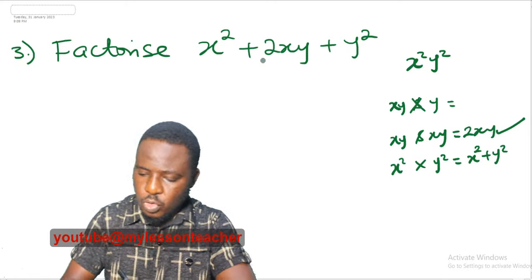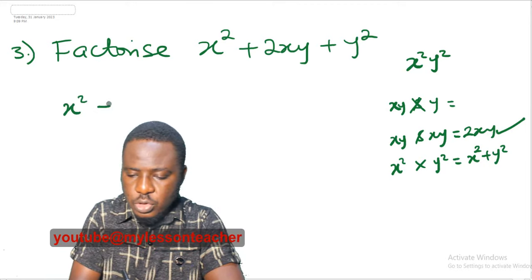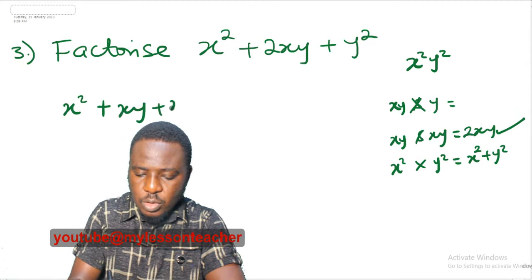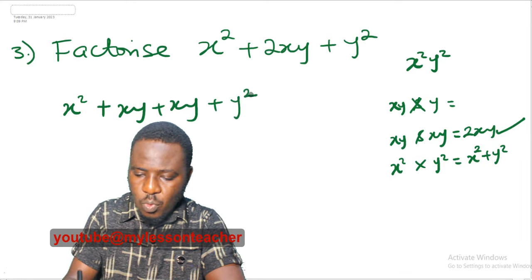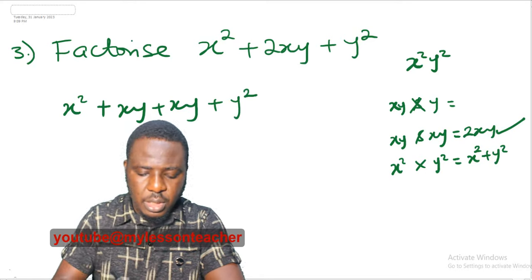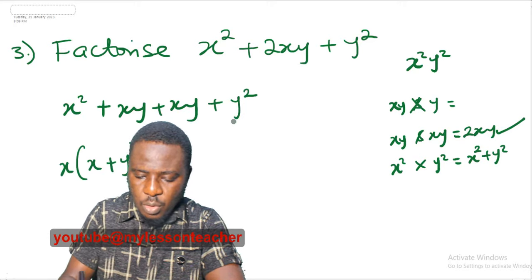You can pick them to replace the middle term. So with this, we now have x squared plus, instead of writing 2xy, we'll now write xy plus xy, and then the last term, which is plus y squared. So factorize out the first two terms. What is common is x, into bracket x plus y, and for the next two, y is common, plus y into bracket x plus y.